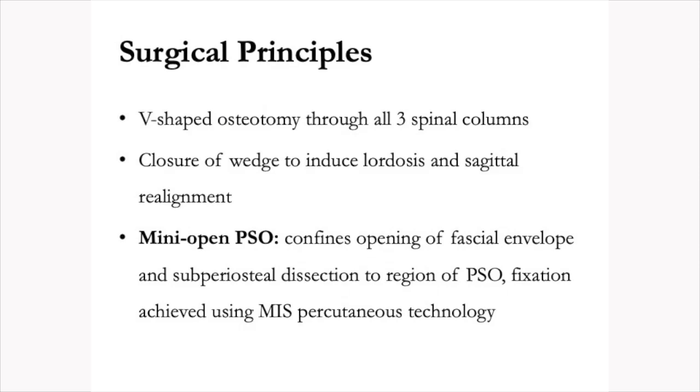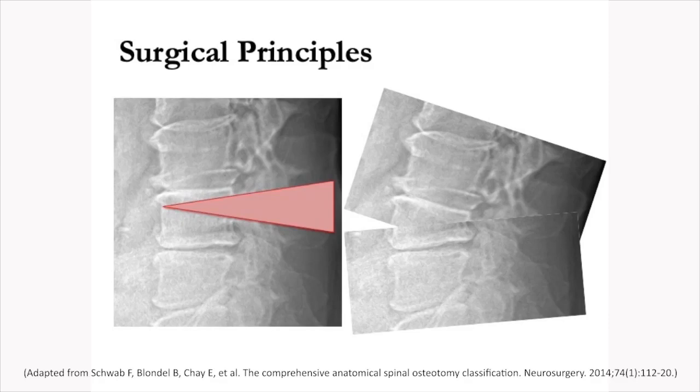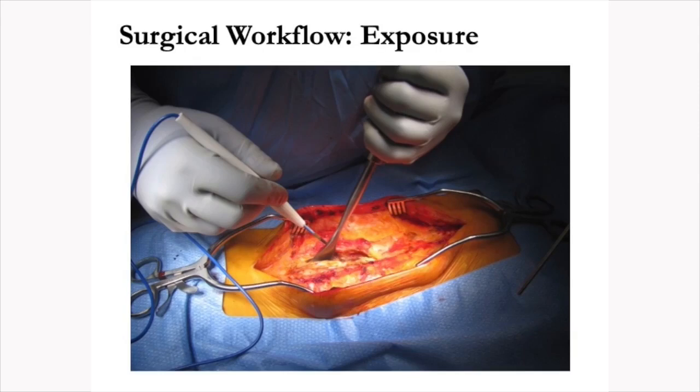PSO is a V-shaped osteotomy traversing all three columns of the spine. Closure of the wedge restores lordosis and achieves realignment in the sagittal plane. Through a single midline skin incision, the fascial envelope is opened and subperiosteal dissection performed only at the site of the PSO, thereby limiting extent of soft tissue disruption.